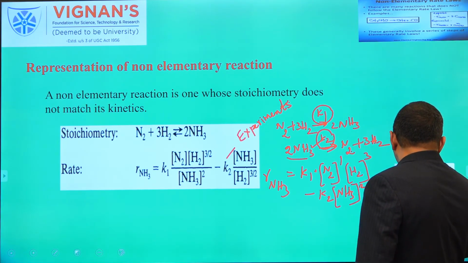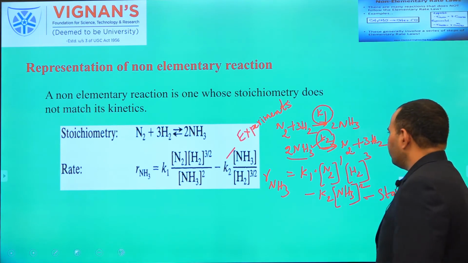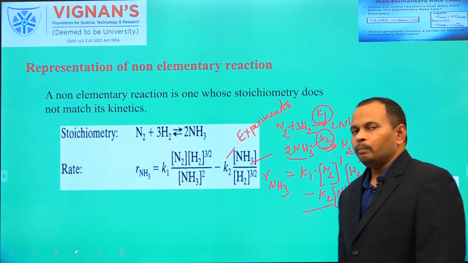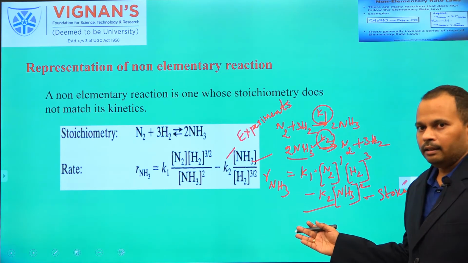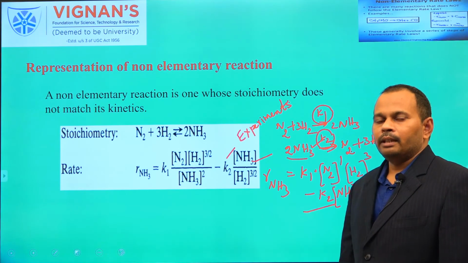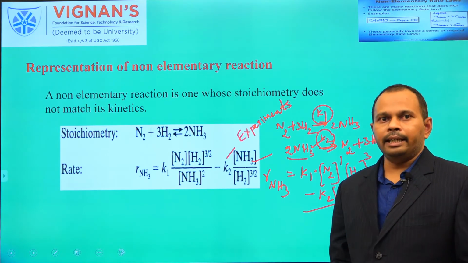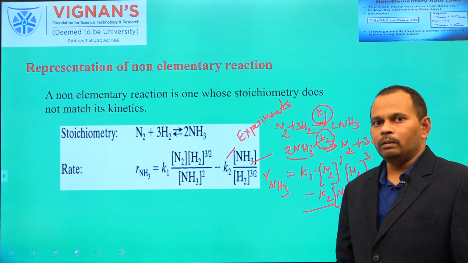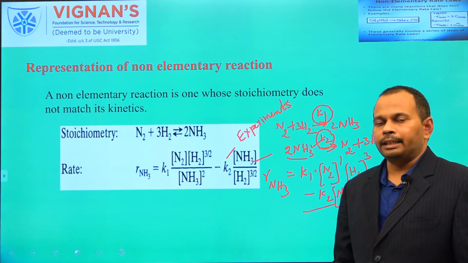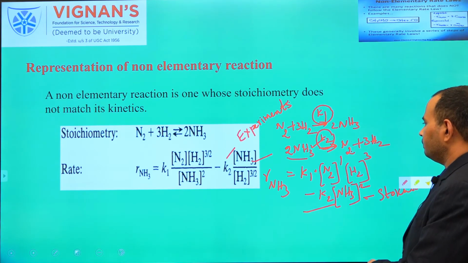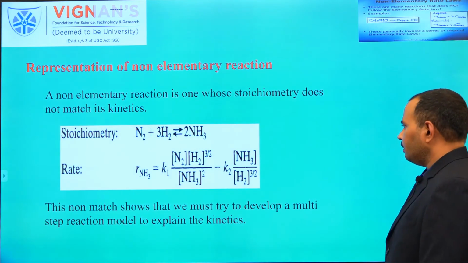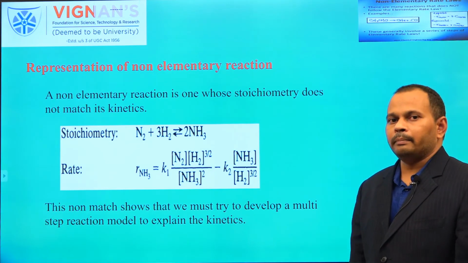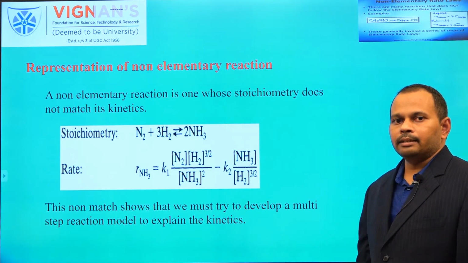When you observe these two equations, there is no similarity. The equation based on the stoichiometry and the one based on the experiment are not similar. So, this reaction comes under the non-elementary reaction. In a non-elementary reaction, between initial reactants and final products, we can always have the formation of intermediates. Those intermediates we need to assume, and again we need to test them. So, this non-match shows that we must try to develop a multi-step reaction model or mechanism to explain non-elementary reaction kinetics.